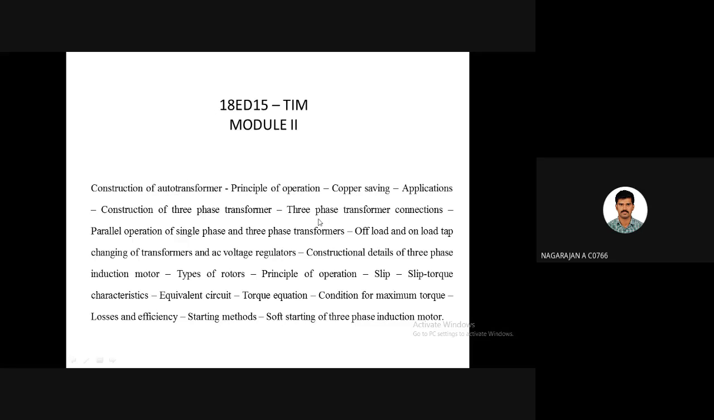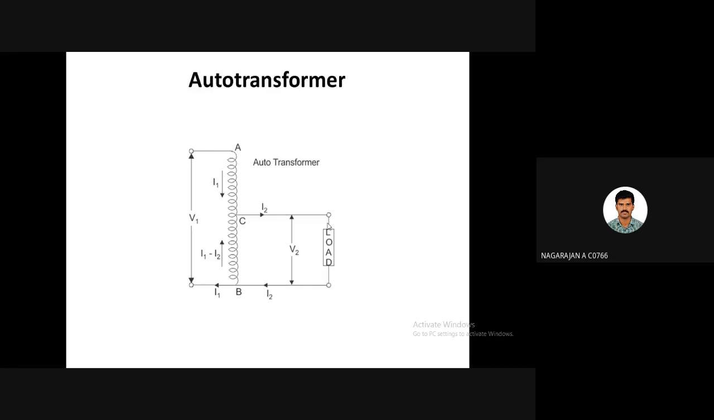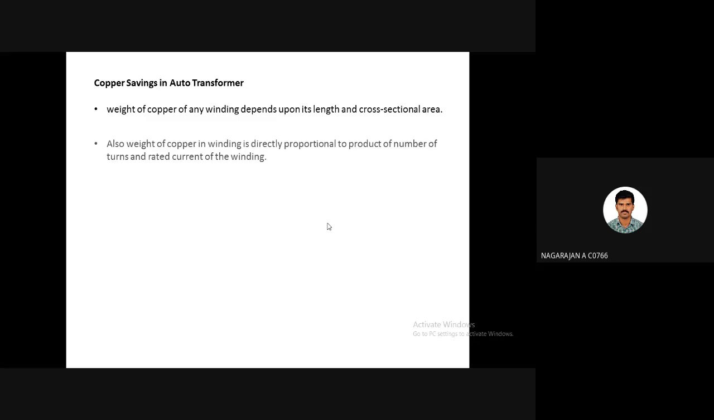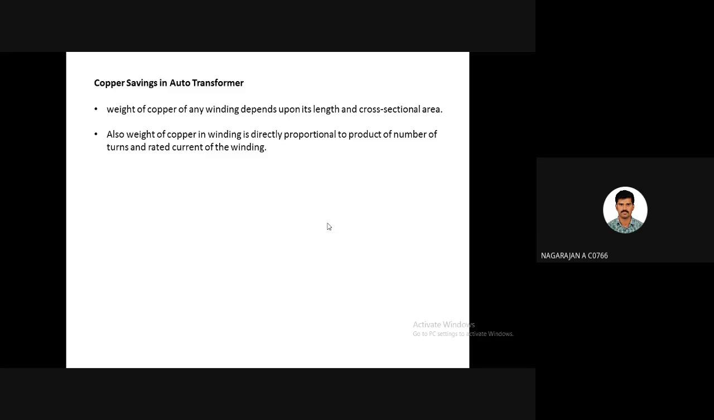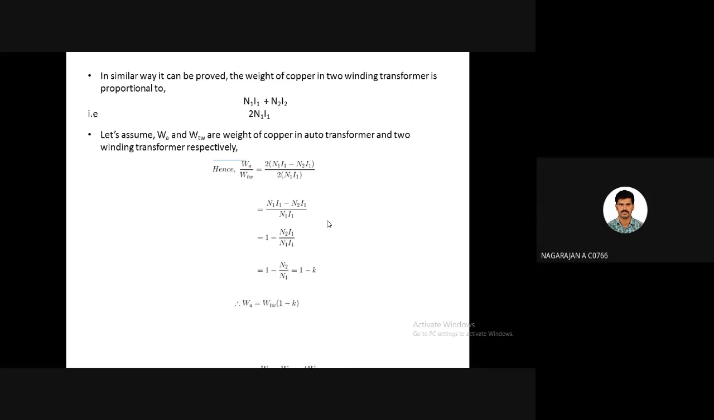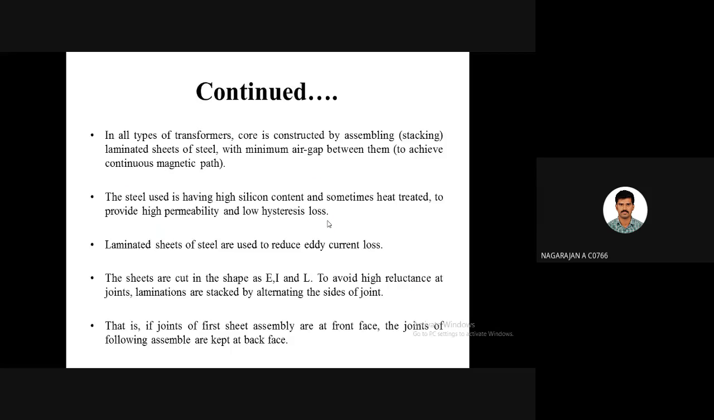In today's class, we are going to see vector grouping of transformer, which is essential for parallel operation, and some problems in the previous titles, like EMF equation and the equivalent circuit of transformer, and one more problem based on calculating efficiency and percentage regulation. Okay. So these are the topics we covered in the last classes.